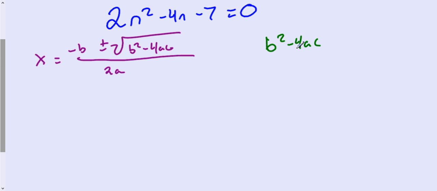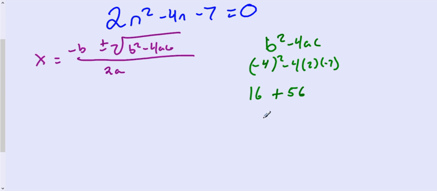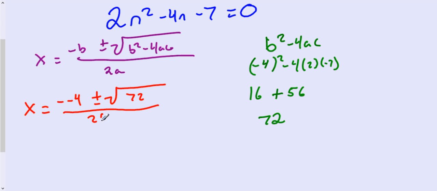So b is going to be negative 4 squared. We have minus 4, we have a 2, we have a negative 7. So we get 16. 4 times 2 is 8, times 7 is 56. 2 negatives gives us a positive 56. And add those together, we get 72. So we do have two real roots, we get to continue this problem. We end up getting a negative 4 plus or minus the square root of 72 all over 2 times 2.